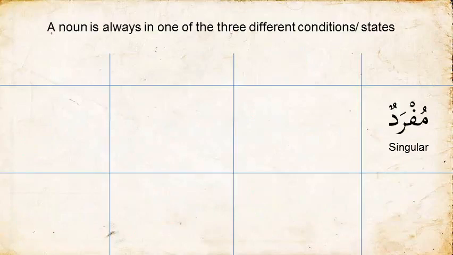Finally, I'd like you to pause the video and complete this table for salihun, which means a pious person. In other words, write out salihun, the mufrad in raf'un, nasbun and jarrun. Then write out the dual for salihun in raf'un, nasbun and jarrun. So take a moment, pause the video and complete the table.